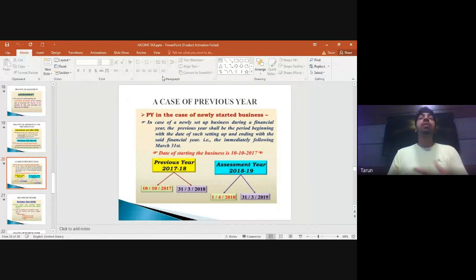But how do you show theoretically what would be my assessment year? So the commencing date of the assessment year is 1st April 2023 to 31st March 2024, which will be the succeeding year. In other words, I hope it is clear now.